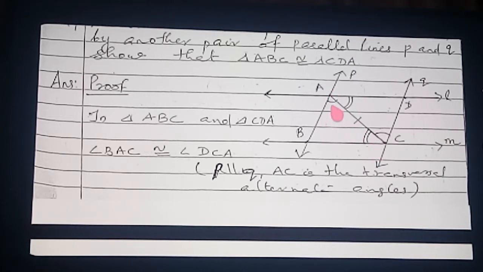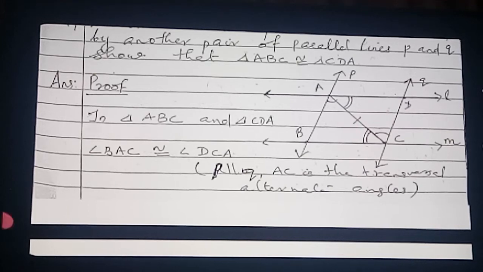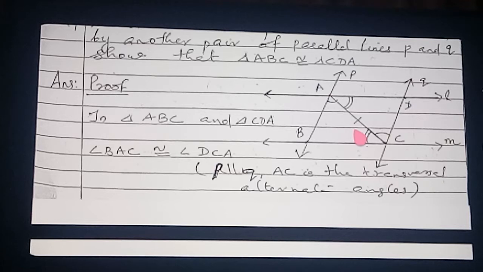These two, this one and this one, are alternate angles formed between the parallel lines P and Q with the transversal AC. And this angle which I am pointing, this angle and this angle, are formed between the parallel lines L and M by the transversal AC. And what about AC and CA? Common side. AC is the common side for both the triangles. So you got the theorem now.